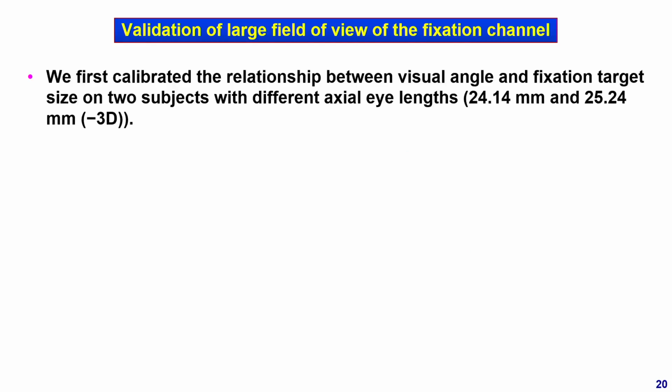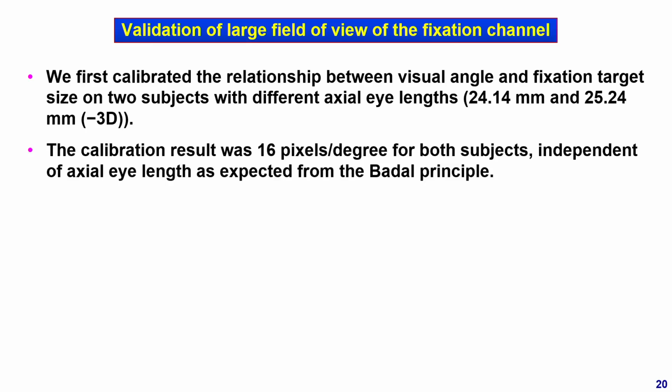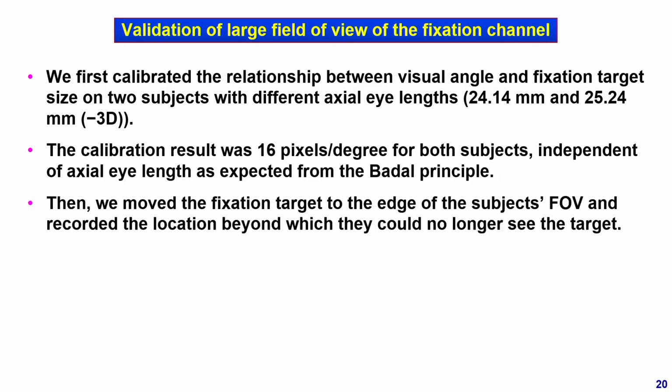Then we validate the large field of view of the fixation channel. We first calibrate the relationship between visual angle and fixation target size on two subjects with different axial lengths. The calibration result was 16 pixels per degree for both subjects, independent of axial length, as expected from the Badal principle. Then we moved the fixation target to the edge of the subject's field of view and recorded the location beyond which they could no longer see the target.